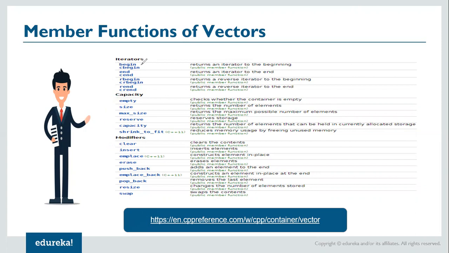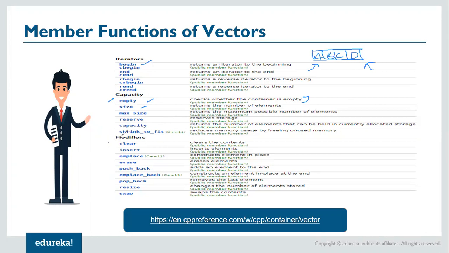For example, begin returns an iterator at the beginning. So let's say this is a vector, and it has 4 elements: A, B, C and D. Begin will point you to the beginning of the vector, and end returns an iterator at the end of the vector, right? Like this, you have other member functions, like the ones to find capacity. Empty is to check whether the container, which in this case is a vector, is empty or not. Size returns the number of elements, right? So like this, you have a few others as well in capacity.